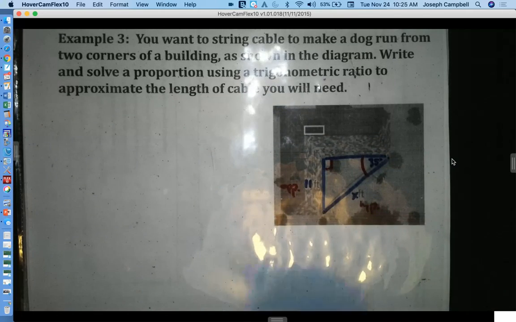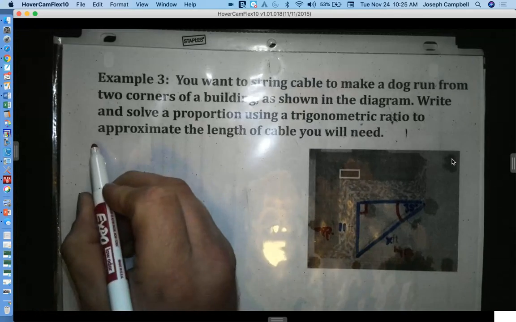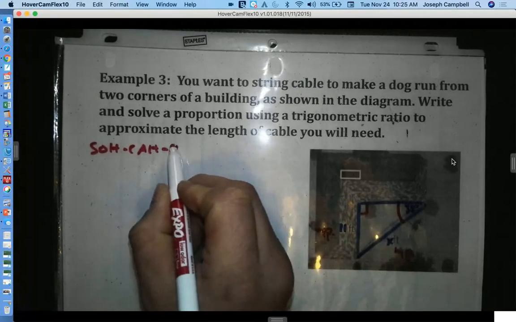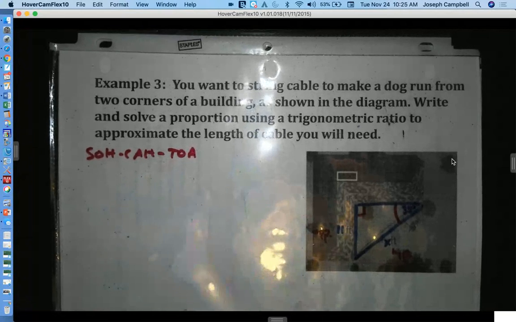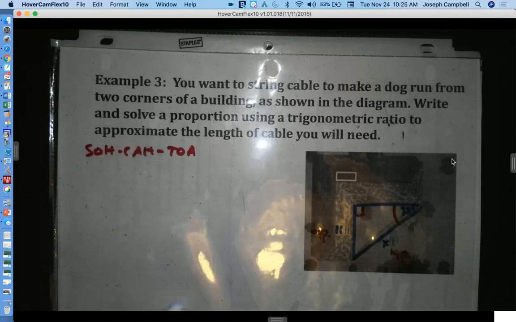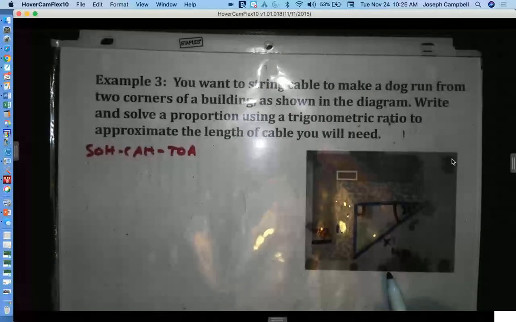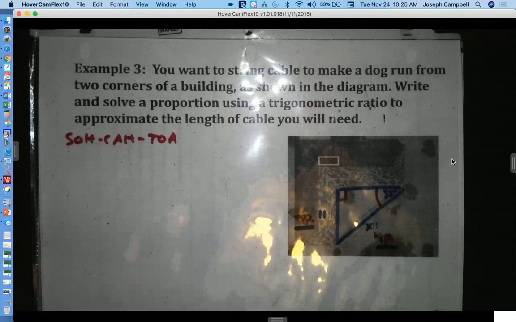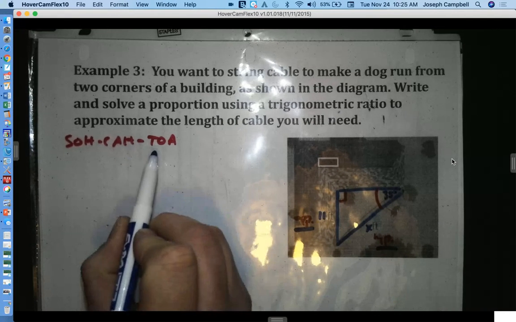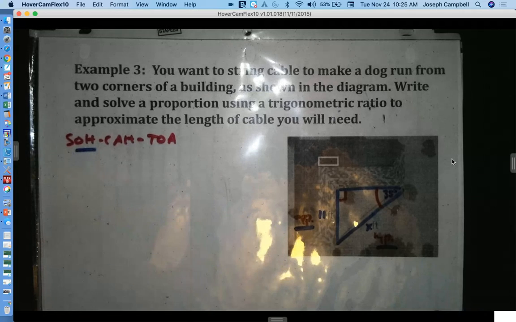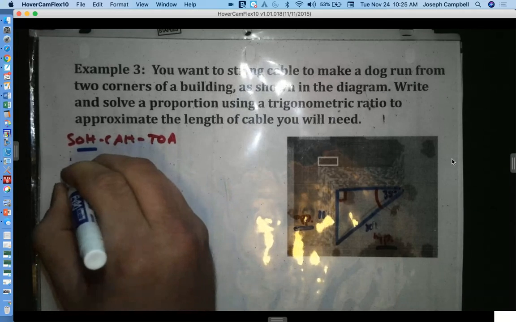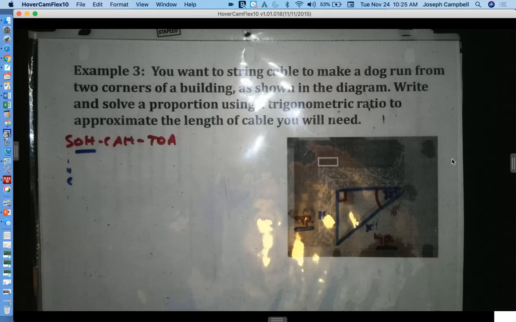Okay, so write out your trig ratios, or that silly mnemonic. SOH CAH TOA, right? Which one of these uses the opposite and the hypotenuse? Well, it's this one, right? That will be sine. So we're going to go ahead and use that.